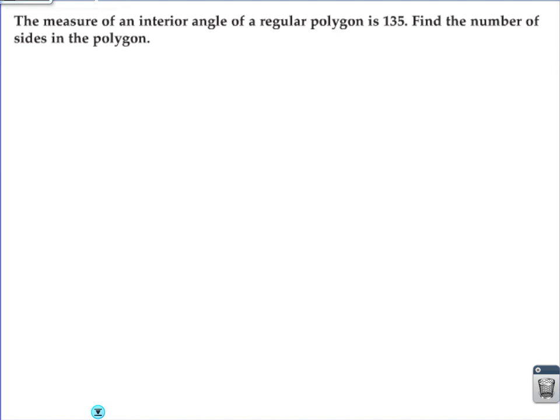We're getting some cool stuff in a second. We're nearly finished. That's the reason I'm still going. The measure of an interior angle, well, that's backwards. The measure of an interior angle is 135. How many sides does it have?